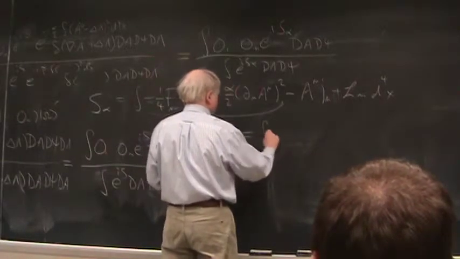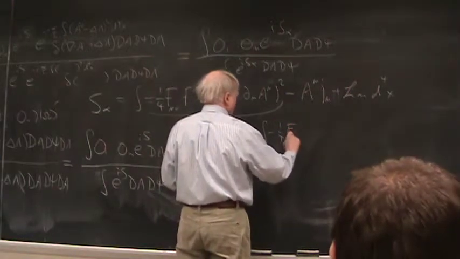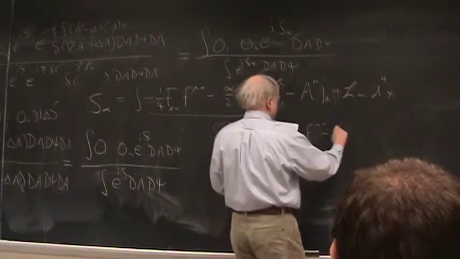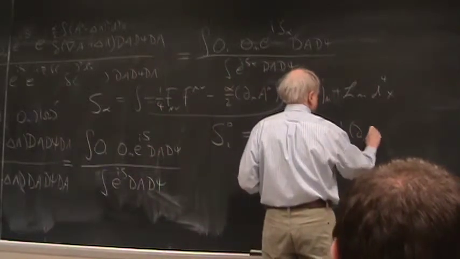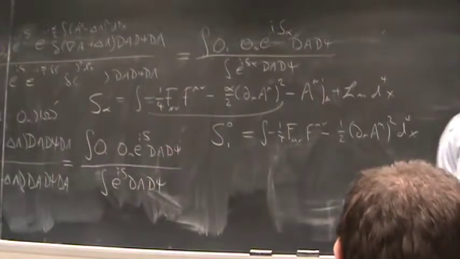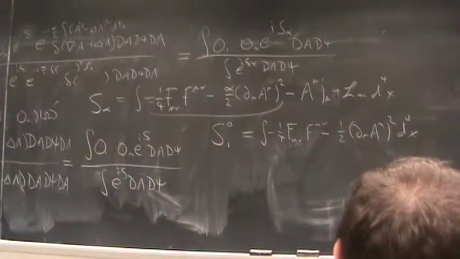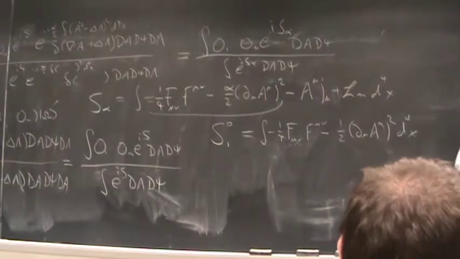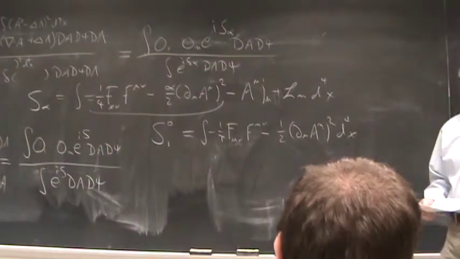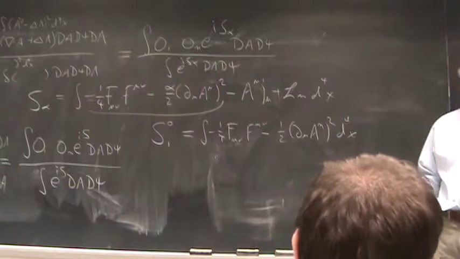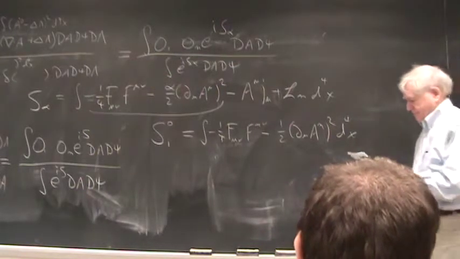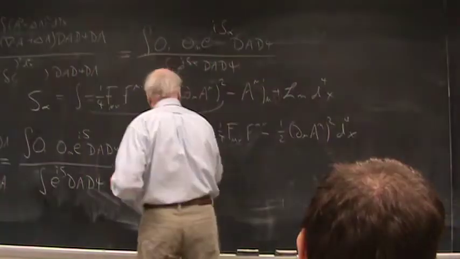And this is going to be an integral of minus a quarter F mu nu squared minus a half (d mu A mu) squared, d4x. So in other words, I've set alpha equal to 1. Weinberg, of course, keeps alpha, but he's one. And I don't see any point in keeping the alpha. All right. So let's expand this then.